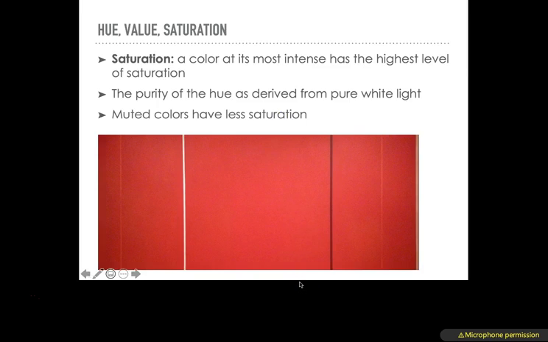Saturation is a color at its most intense. A color at its most intense has the highest level of saturation. We refer to the base level color as the purity of the hue as derived from pure white light. Muted colors have less saturation.